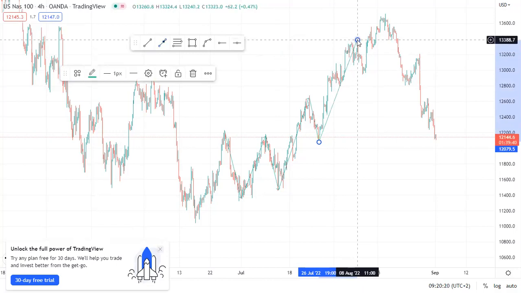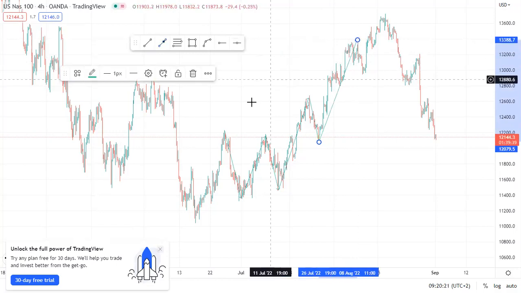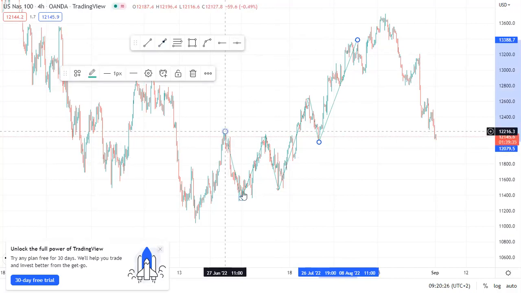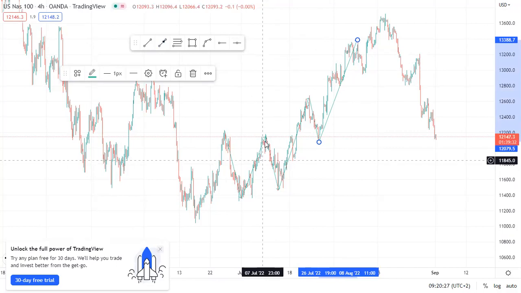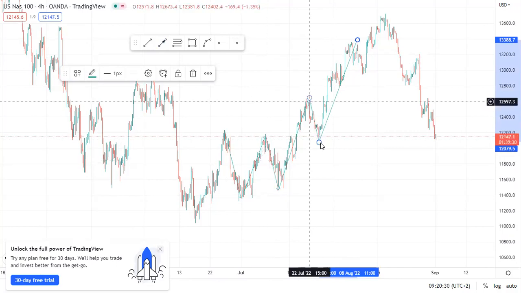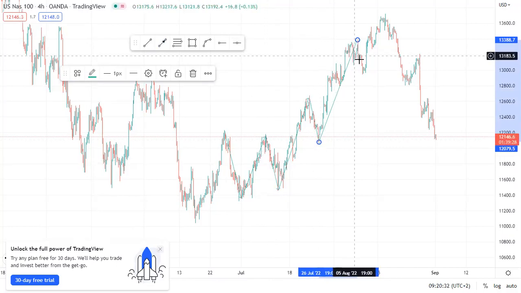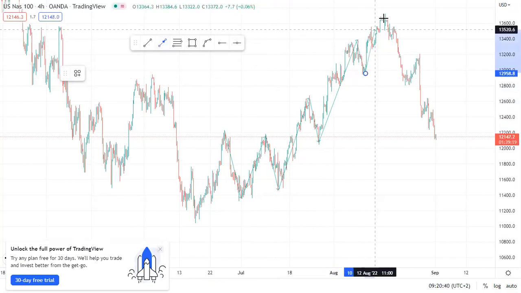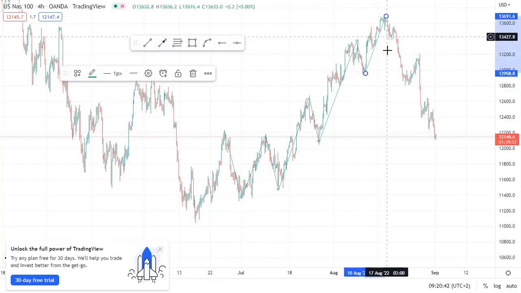How we can see that the market is moving in an uptrend is that it is clearly making higher highs and higher lows. Higher highs, higher lows, higher high, higher low, higher high. That's another higher low. Let me just use the arrow real quick. That's another higher low. And then what happens? It makes another higher high. So that shows that the market is in an uptrend.